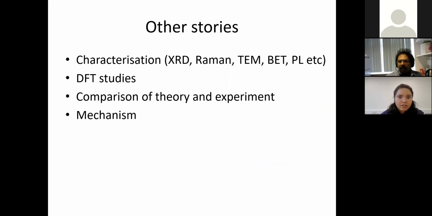There are also a number of other stories, such as DFT studies, comparison of the theory and experiments, the mechanism of photocatalysis. So it's a combination of a number of different aspects. Okay, it has a main story, but it has a number of additional sub-stories to substantiate the main story, or to give more impact to the main story of the paper.